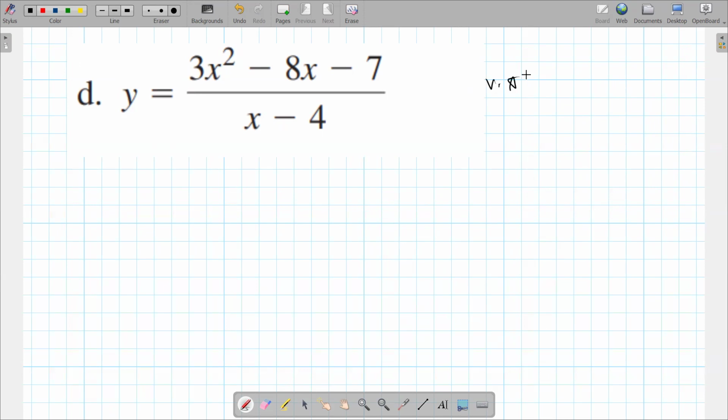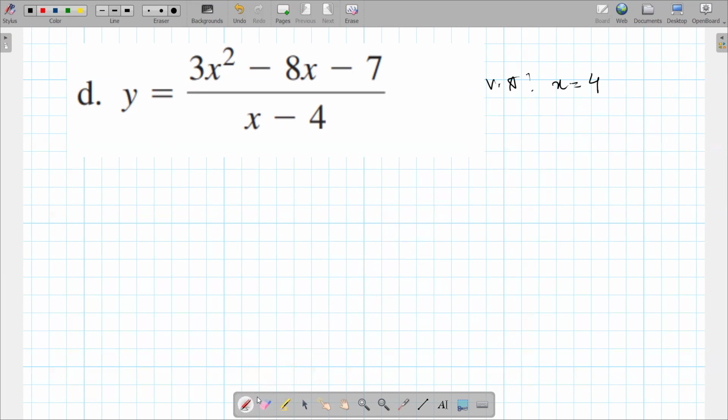Where is the vertical asymptote? For what value of x is the denominator 0? 4. Is there a horizontal asymptote? No. Why? Because the degree in the numerator is bigger than the degree in the denominator. If the numerator is bigger, there's no horizontal asymptote. So horizontal asymptote: N/A, not applicable, or you can even erase this and not write it down.